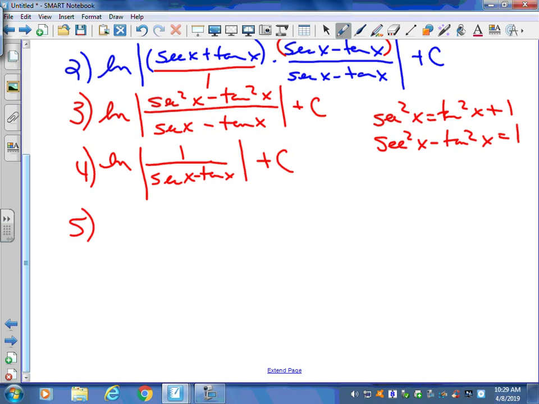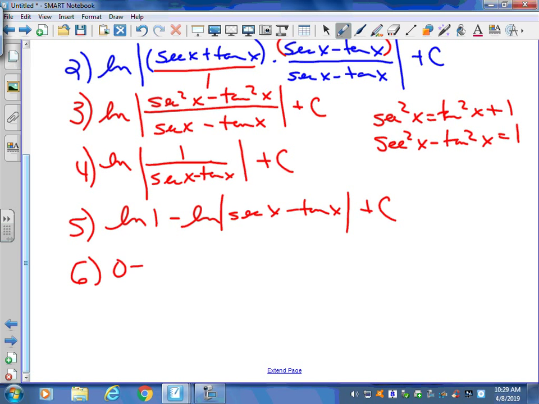Yeah. So I have ln of 1 minus ln of secant of x tangent of x plus c, because we're just keeping up with that plus c all the time. So the ln of 1 can be plugged in as 0 minus ln of secant of x minus tangent of x. And then I'm at my original problem that I wanted.